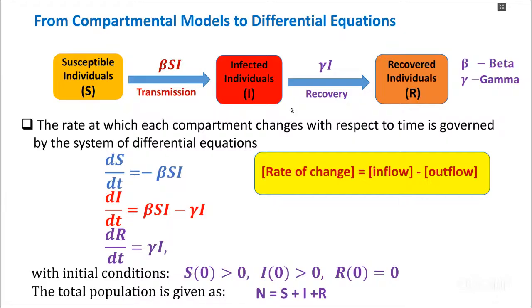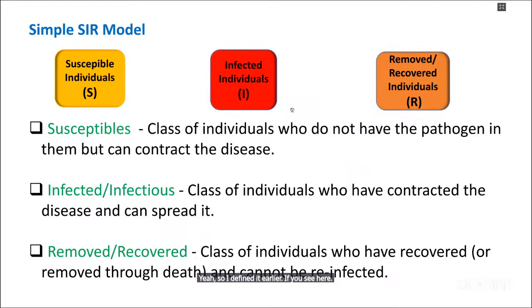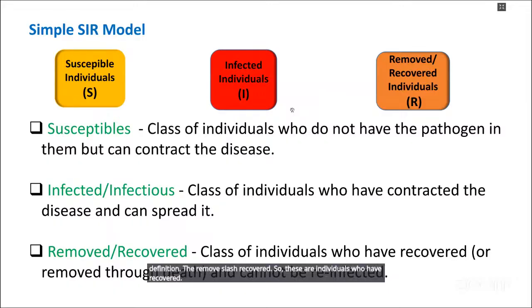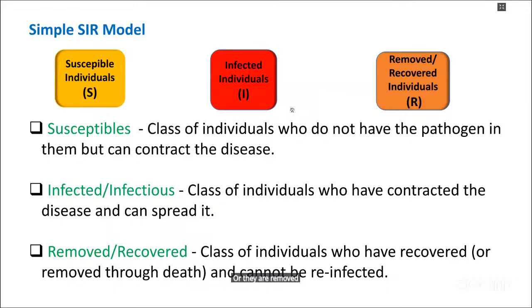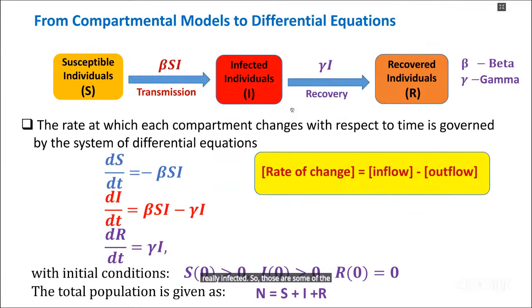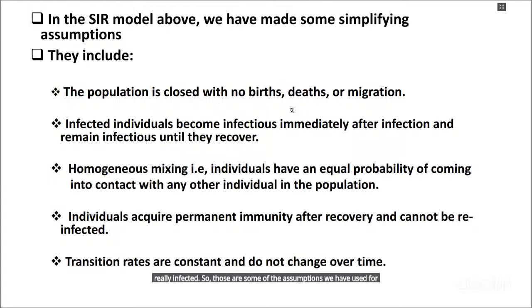So I defined it earlier. If you see here, you will see removed/recovered. These are individuals who have recovered or have been removed through death and cannot be reinfected. Those are some of the assumptions we have used for this model. Let's see them, all the ones we mentioned. In the SIR model, we have made some simplifying assumptions.